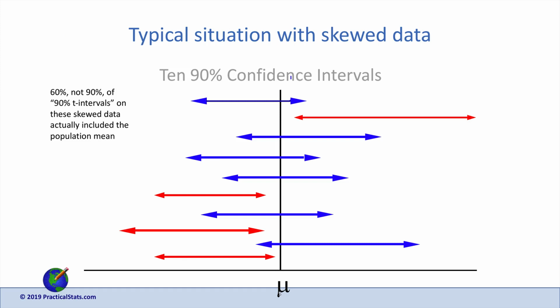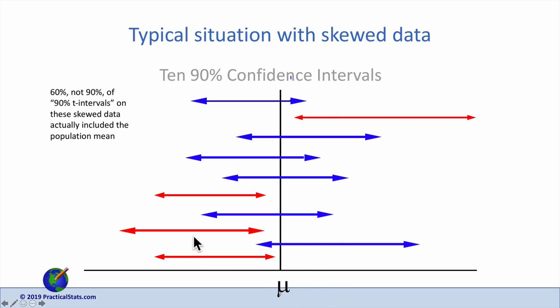So here's just a picture of what might happen. You compute a 90% confidence interval. The meaning of that is 90% of the intervals computed under those conditions should include the true mean. The true mean here is the vertical black line called mu. And the blue confidence intervals include the true mean inside. That's good. The red ones do not.